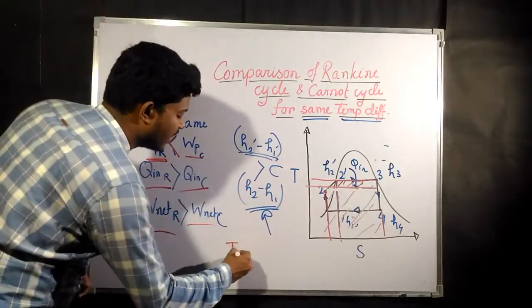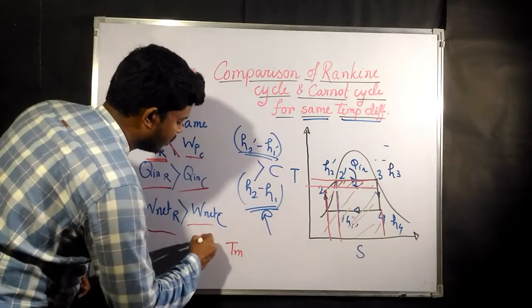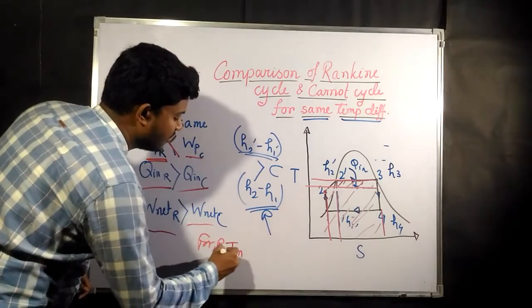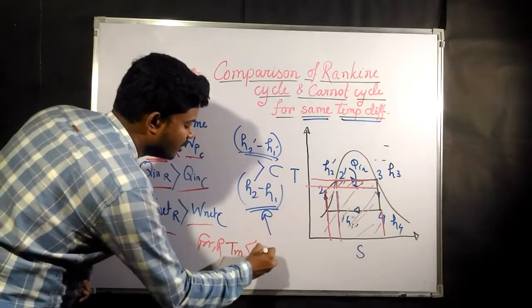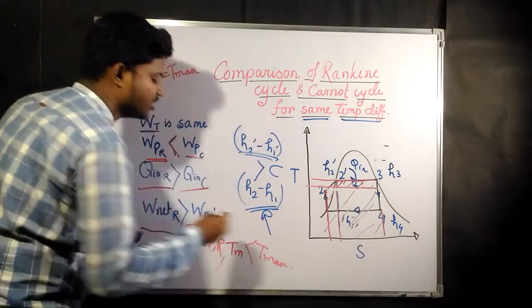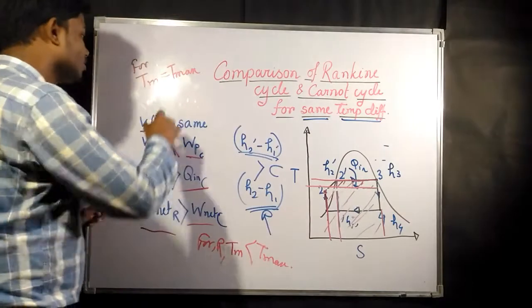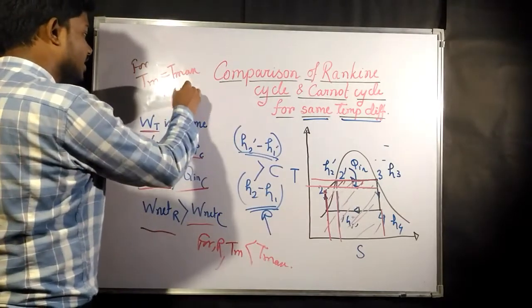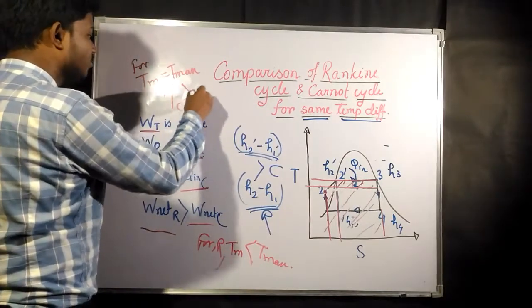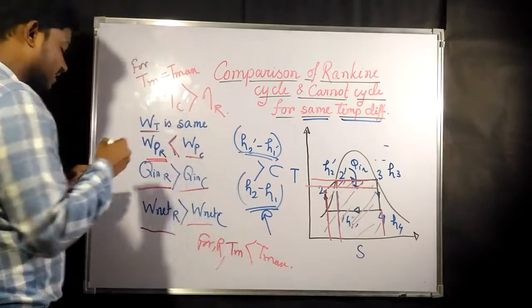Okay, that means for the Rankine cycle, the mean temperature of heat addition is going to be less than that of the maximum temperature. That is the reason the efficiency of the Carnot cycle is going to be higher than that of the Rankine cycle.